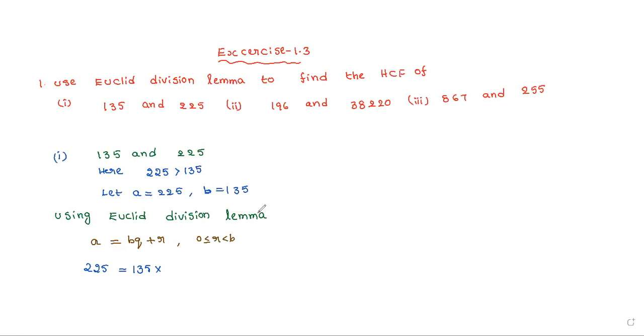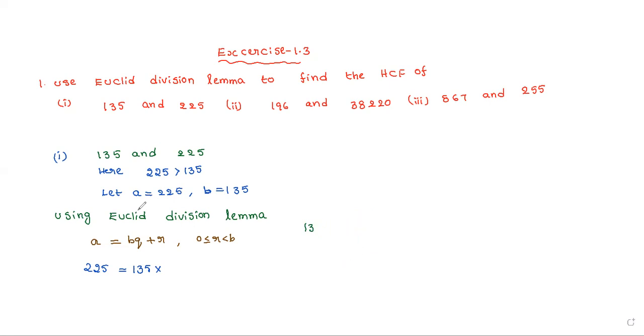To find the quotient value, 135 is the divisor of 225. So 135 once is 135. That is the value. 90 is the remainder. You can use any method, no problem.